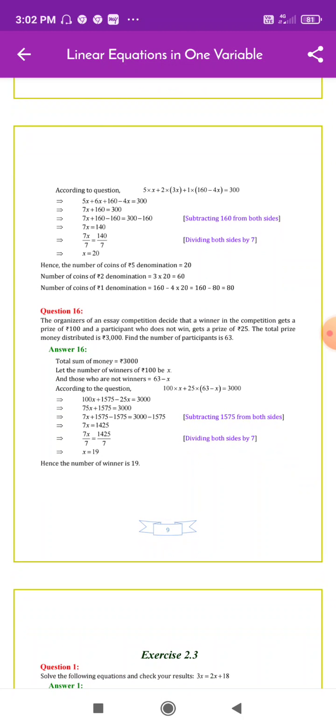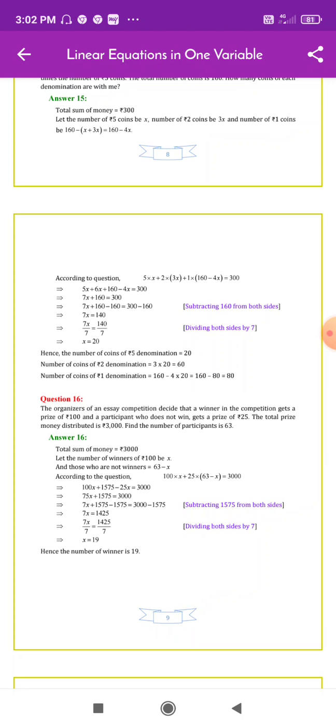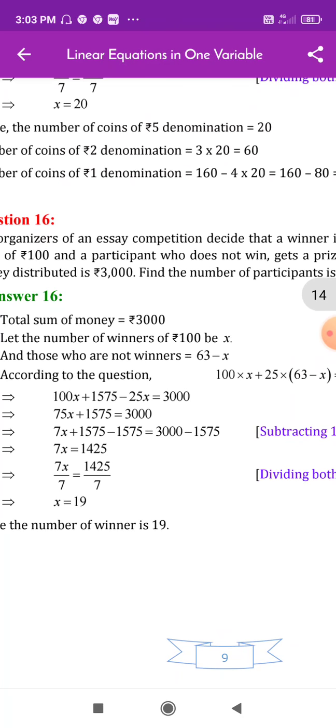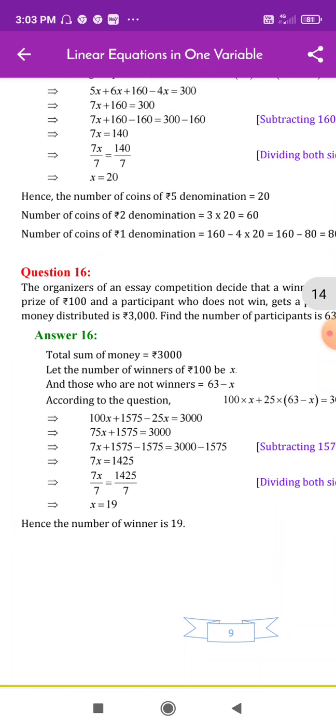Okay students, so here I am completing this exercise. Please do the correction in question number 16. 75x is not written, 7x is written. Instead of 7x you have to write 75x and then find the answer. It is not x equals 19. This answer is wrong. Please do the correction here and find the correct answer.